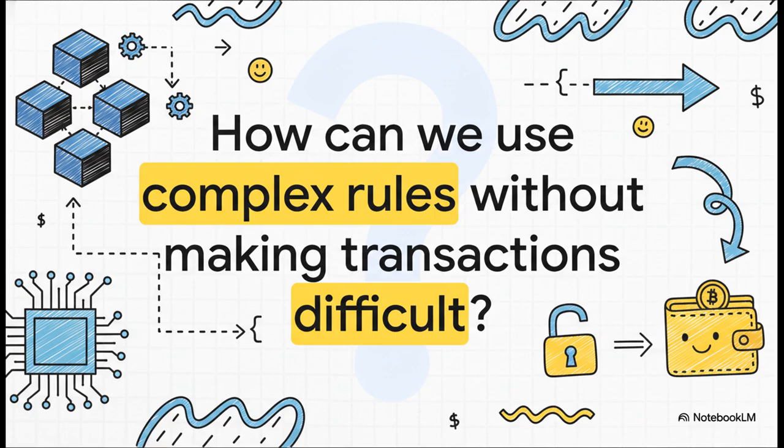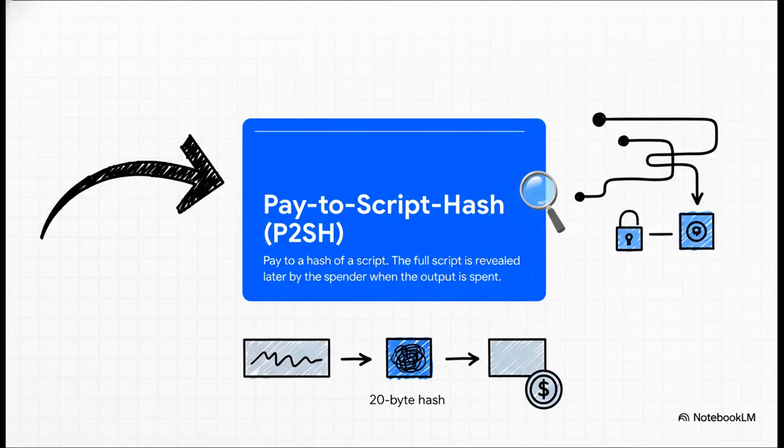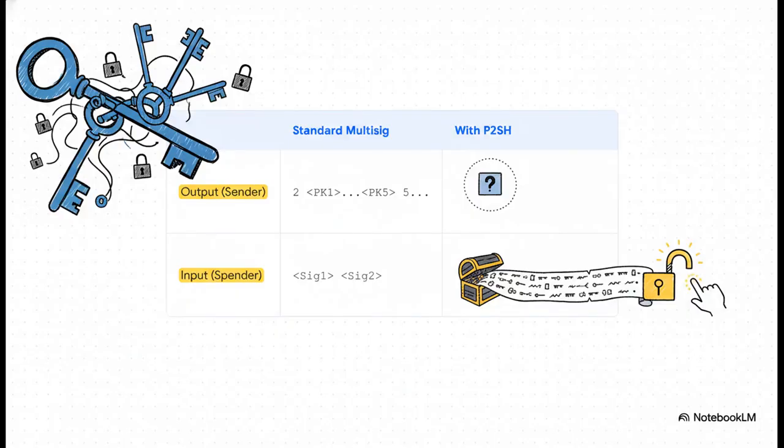How could Bitcoin support these amazing complex rules without dumping all the cost and complexity onto the person who's just trying to send the money? The answer was a truly brilliant innovation called Pay-to-Script Hash, or P2SH. The idea is just beautiful in its simplicity. Instead of putting that entire, long, clunky multi-sig script in the transaction, you just put a tiny 20-byte hash of it instead. And this table just illustrates this shift perfectly.